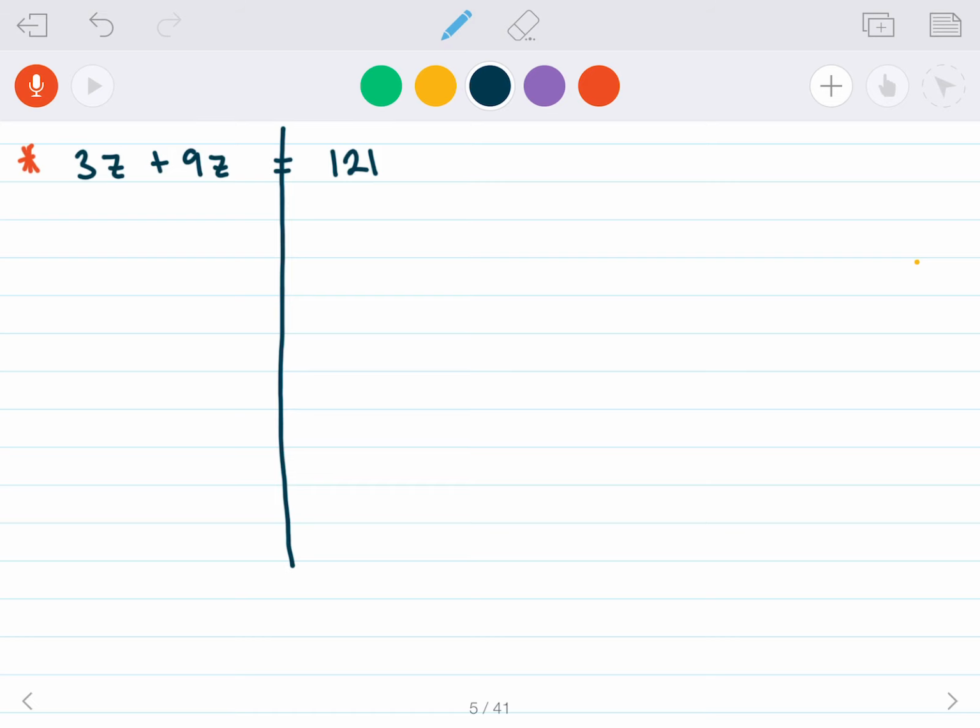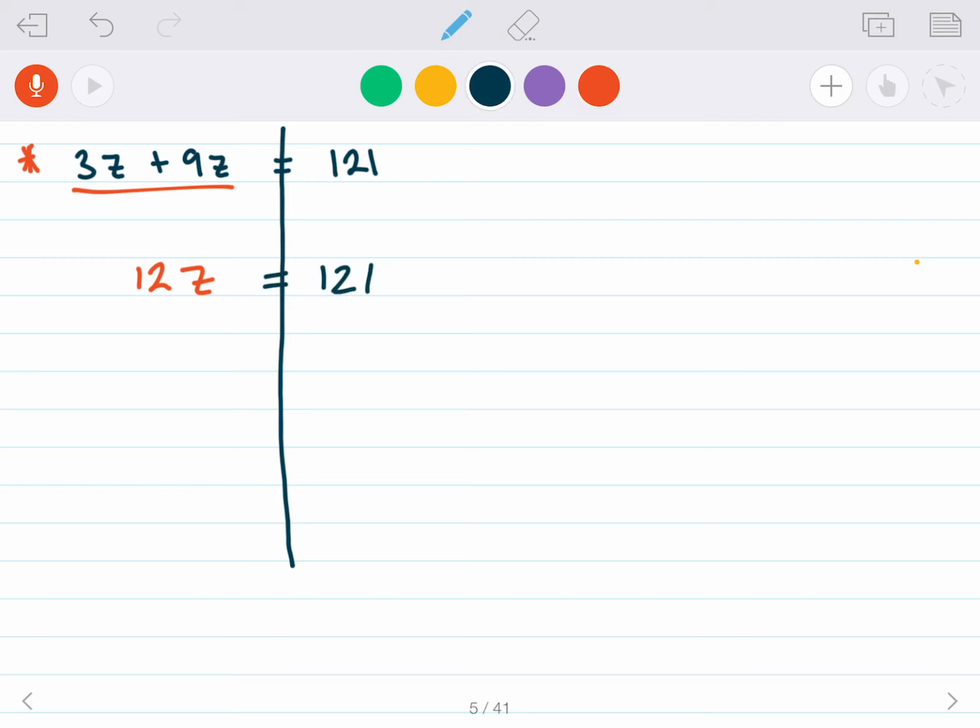Does step 1 apply? Do I have parentheses to get rid of? No, I do not. Does step 2 apply? Can I combine like terms on the same side? Yes. On this side, no. But on this side, yes. 3z plus 9z is equal to 12z. So 12 times z is equal to 121.